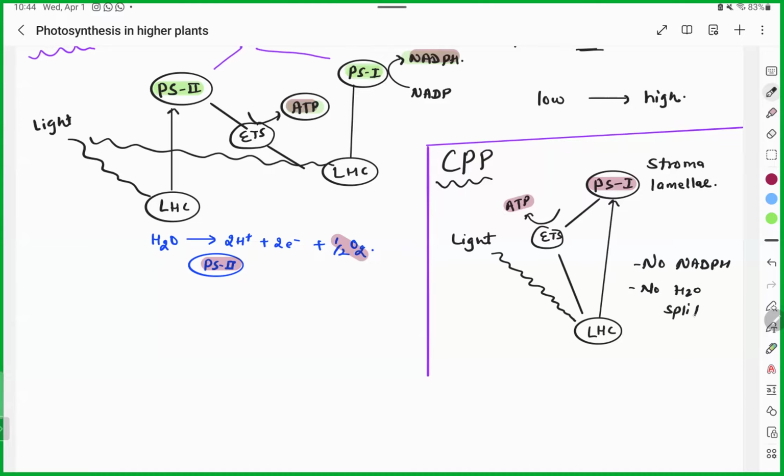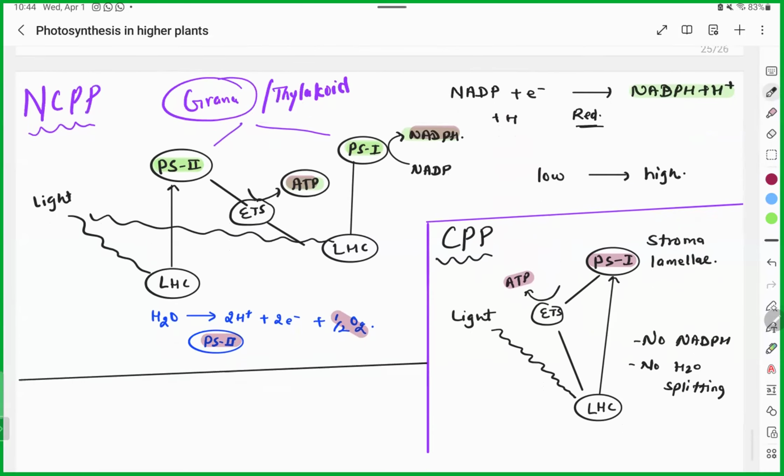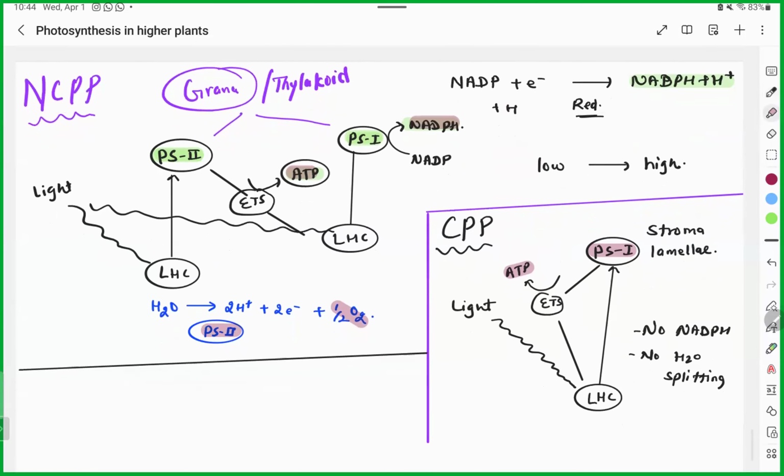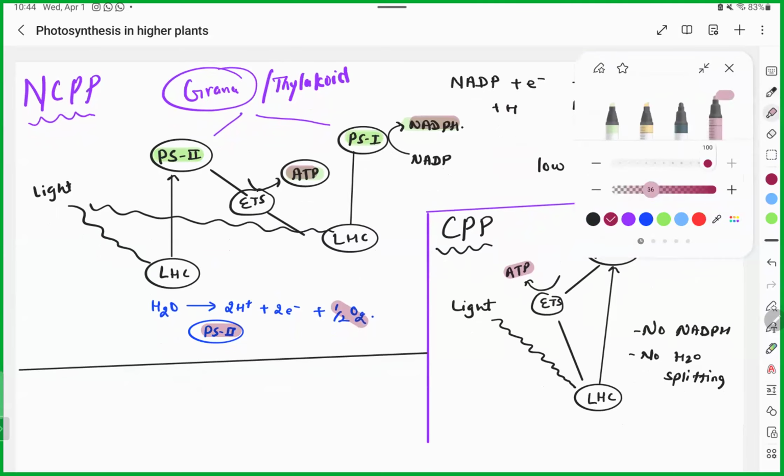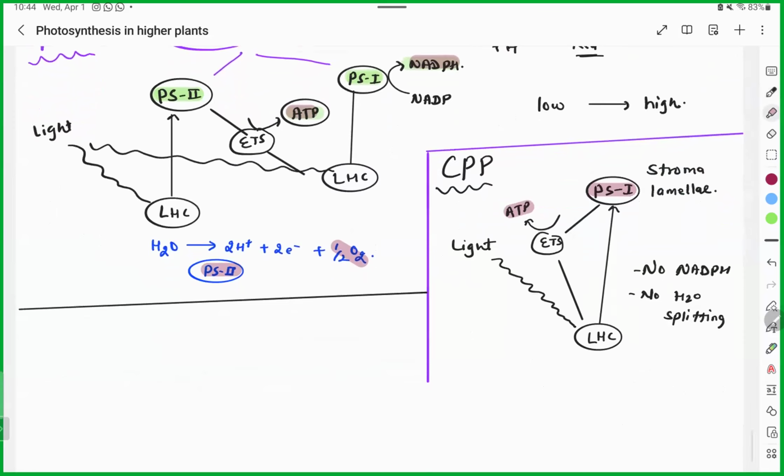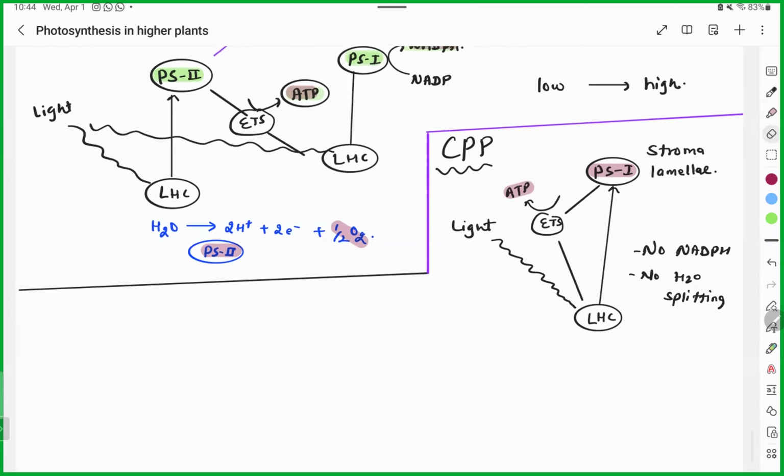This comparison is really, really important. What are the differences between cyclic photophosphorylation and non-cyclic photophosphorylation? You want to ask, sir, what is the purpose? Why do we have two different cycles, non-cyclic and cyclic? Why not only one? The answer is you have to, because you have to balance in the next step.